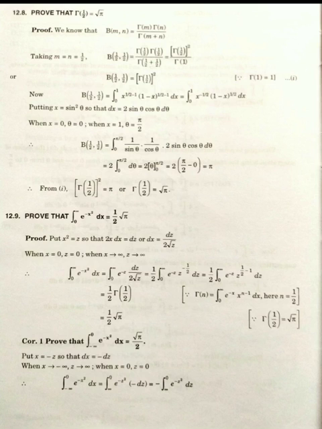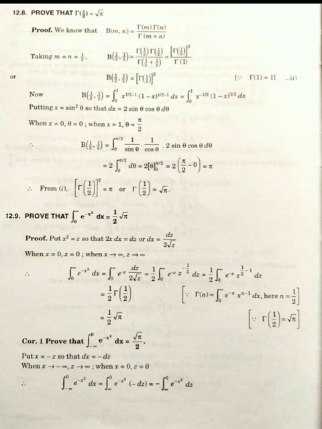That's why I'm solving the LHS part only, considering beta of 1/2, 1/2. You know the definition of the beta function: integration 0 to 1 of x to the m minus 1, 1 minus x to the n minus 1, dx. See here, the m, n value is 1/2. That's why I'm putting integration 0 to 1, x to the 1/2 minus 1, 1 minus x to the 1/2 minus 1, dx.